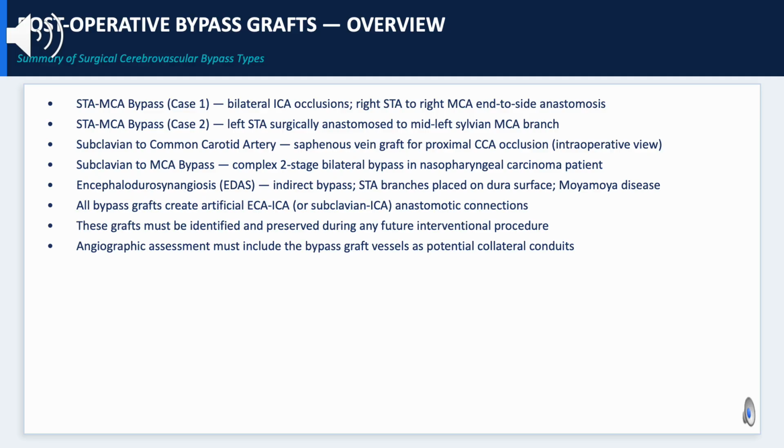A practical suggestion for clinical implementation. When reviewing a patient's medical history before a cerebrovascular procedure, always ask about prior bypass surgery, carotid endarterectomy, or head and neck surgery that might have altered the vascular anatomy. If a prior bypass is identified, obtain the original operative report to understand the graft anatomy before proceeding.